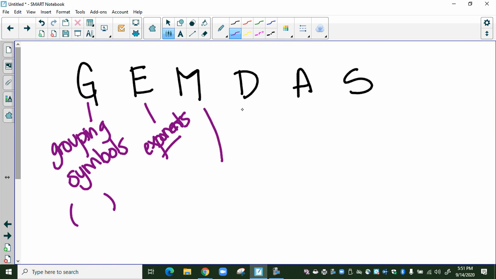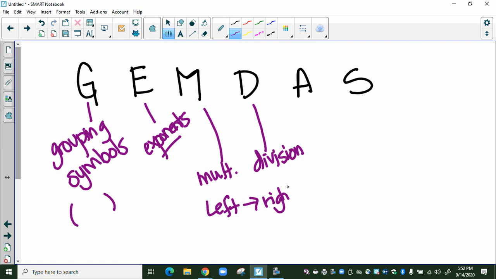Think about the M and the D. If you said multiplication and division, you're right. But here is the kicker. They have to be done from left to right, whichever one comes first. So if it's multiply and then divide, you do the multiplication first. If it's divide and then multiply, you do the division first. Whichever one comes first is the one that you do first.